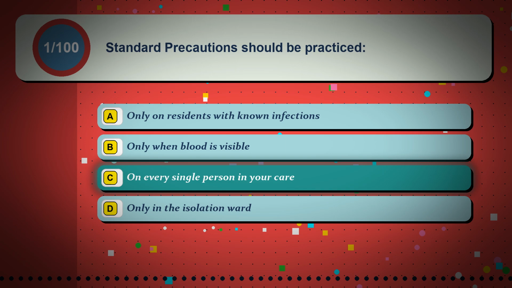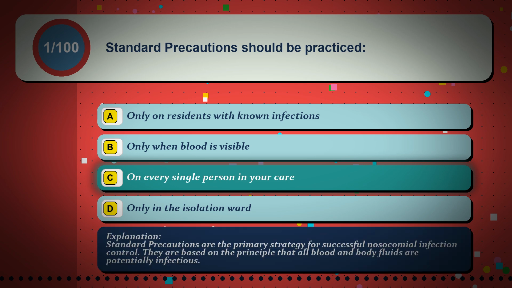The correct answer is option C. On every single person in your care. Standard precautions are the primary strategy for successful nosocomial infection control. They are based on the principle that all blood and body fluids are potentially infectious.